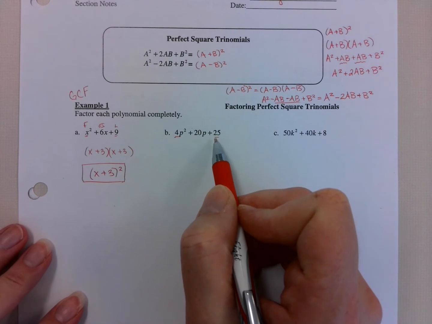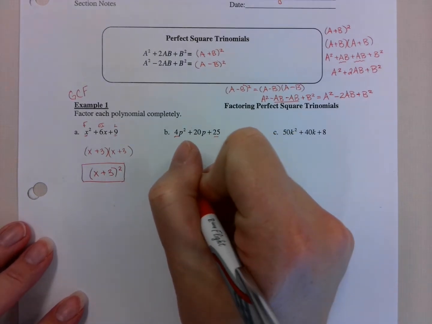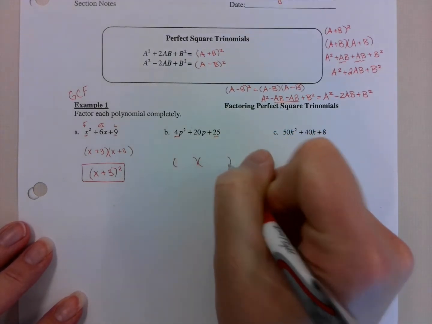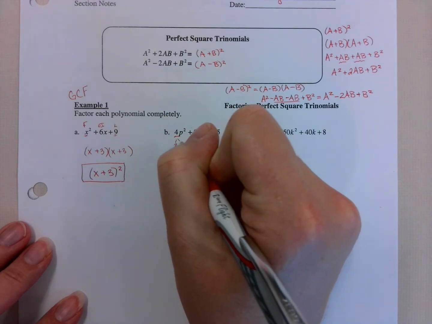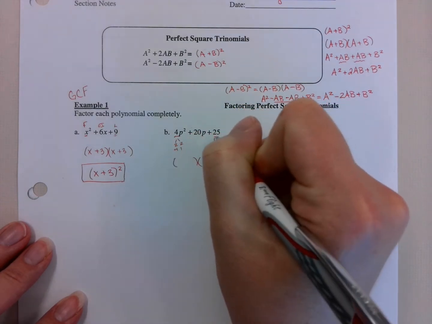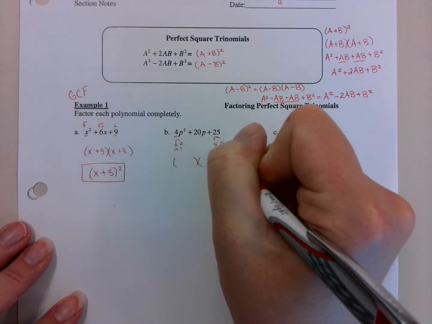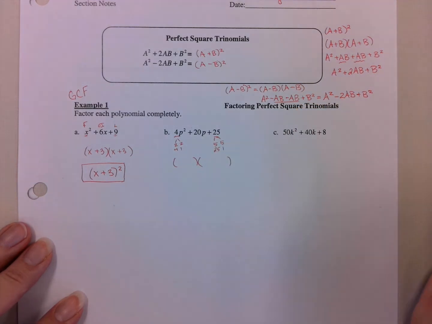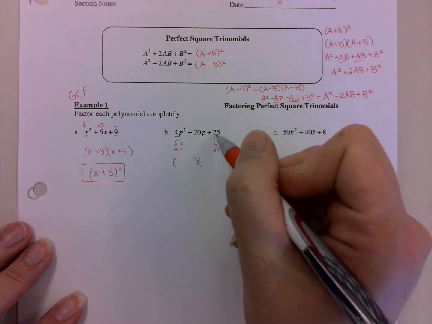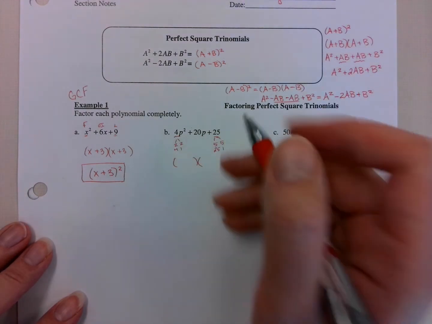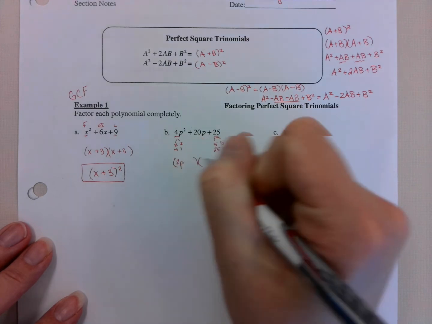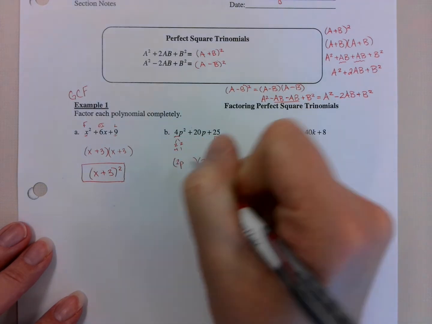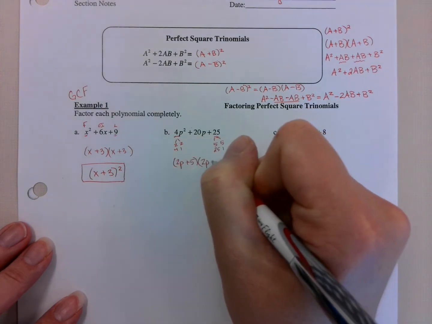These were on my list of perfect squares. So rather than just trying any numbers, remember 4 could be 2 and 2 or 4 and 1, and 25 could be 5 and 5 or 25 and 1. So I could be using trial and error, but the factors of 25 will not add up to 20 because this is going to change it. So I'm going to try the 2p, and I'm going to try it with a positive 5 and another positive 5.